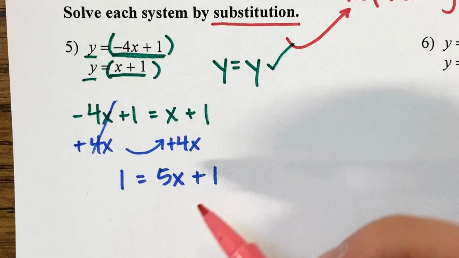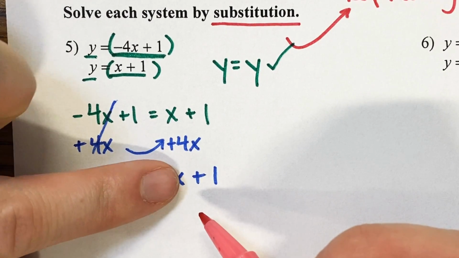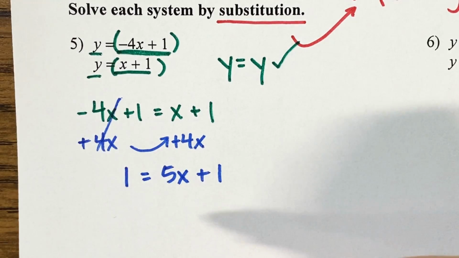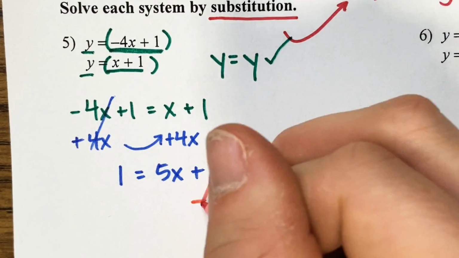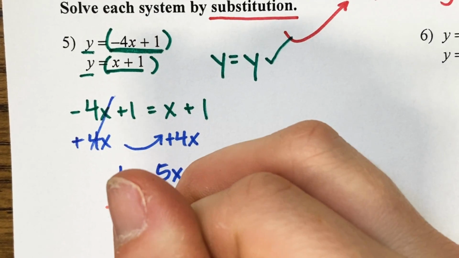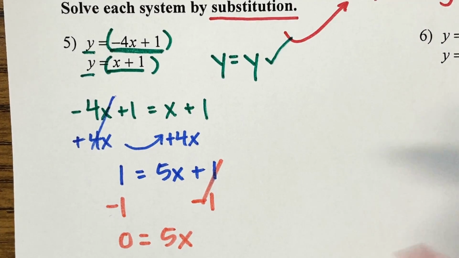The first thing I need to get rid of is what's farthest away from my x. So we're trying to get this x by itself. How am I going to move this plus 1? We need to subtract 1. What's 1 minus 1? 0 equals 5x. Okay, we're almost there.